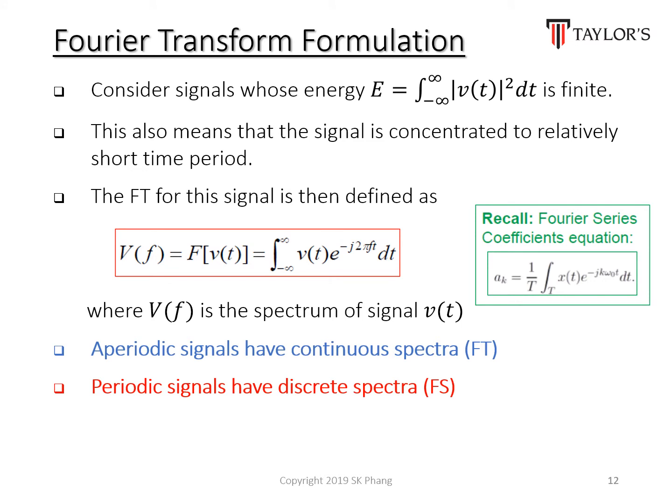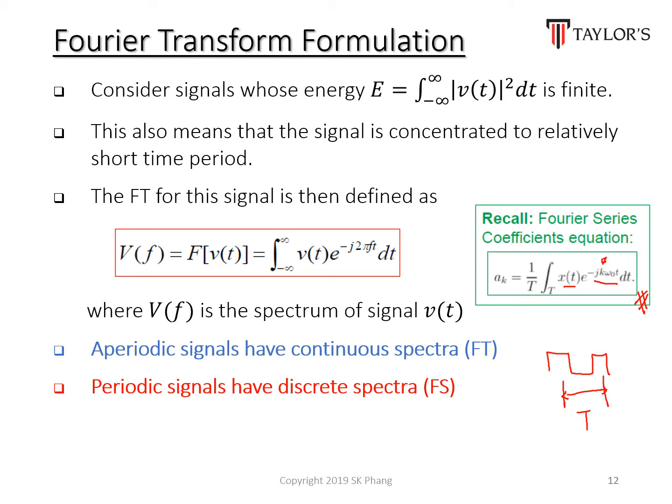Let us look at the mathematics of the Fourier transform formulations. If you recall your Fourier series coefficients, you have these equations that you need to integrate through a time period. So remember, Fourier series must be periodic. So you integrate through one period of the original signal, multiplied by e to the power of negative j k omega t. Alright, there is a k over here.